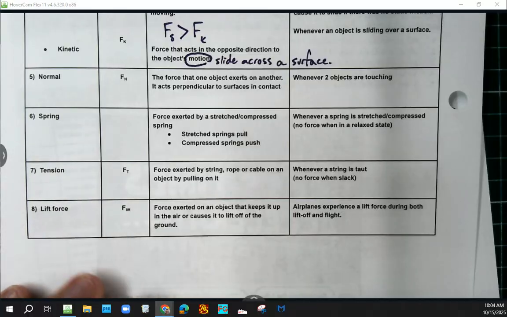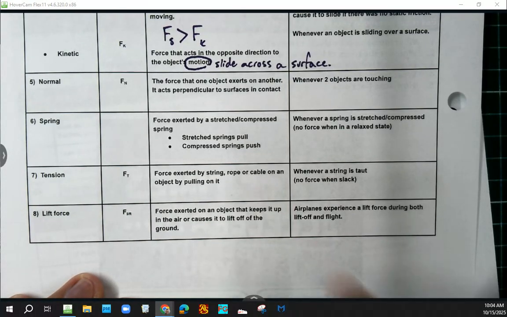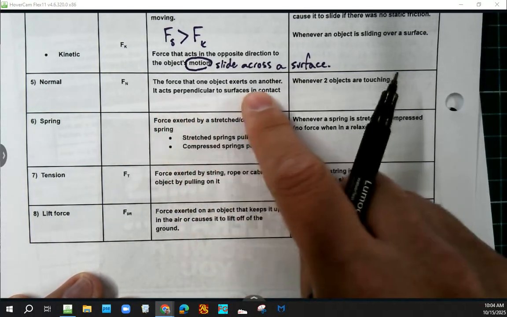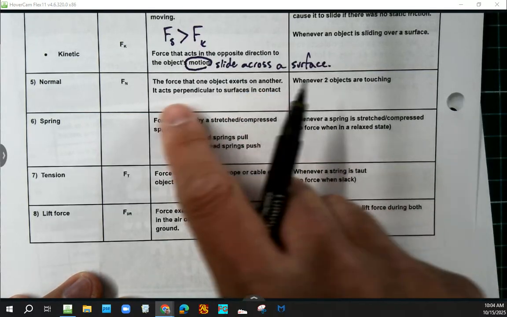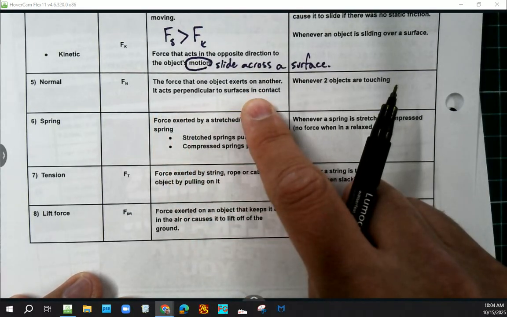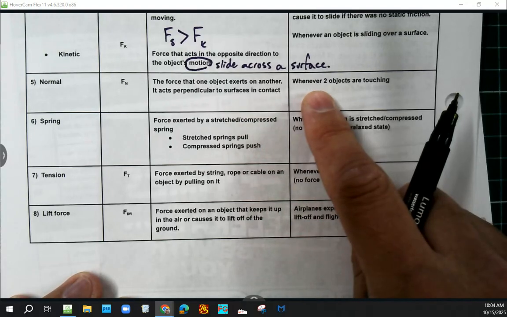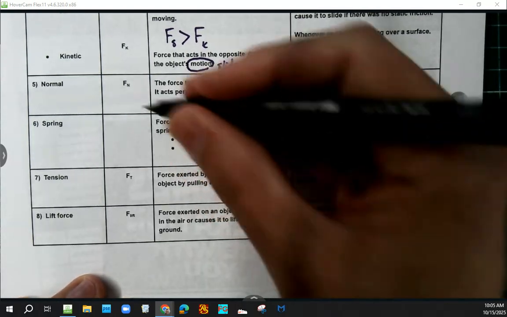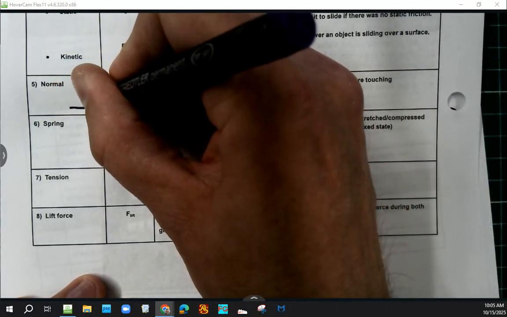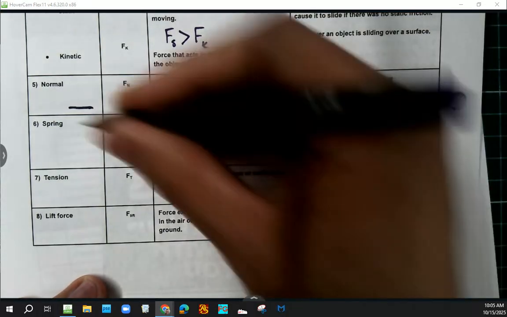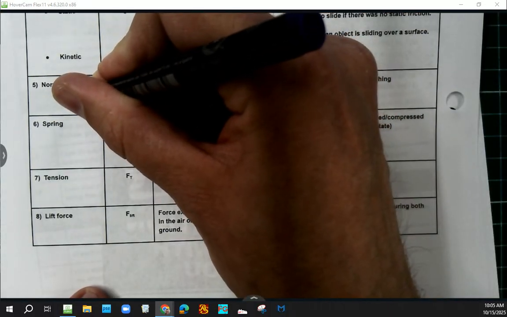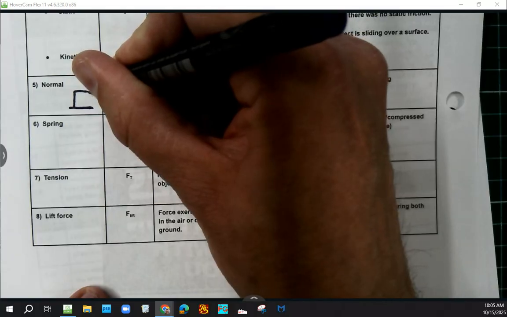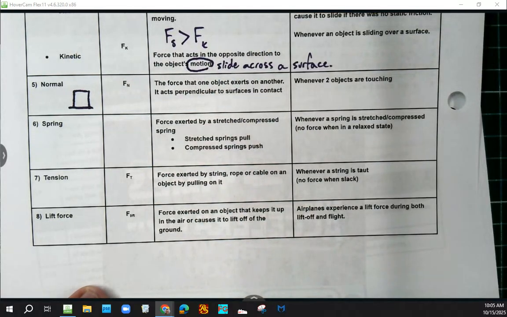The normal force. I think I want to read the definition of this one first. It says the force that one object exerts on another, it acts perpendicular to the surfaces in contact. And it's whenever two objects are touching. But most of the time when people talk about normal forces, now truly this is an illustration because I'm drawing a horizontal surface, not just the object, but this is just a box. Just a little box sitting on the ground.